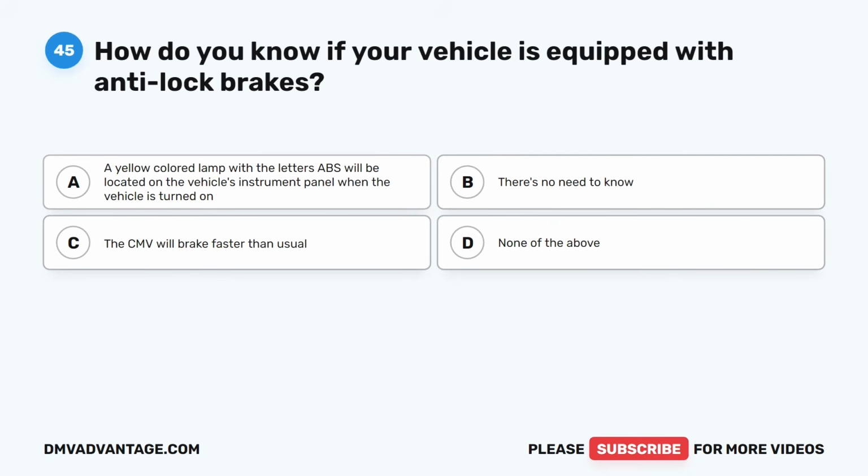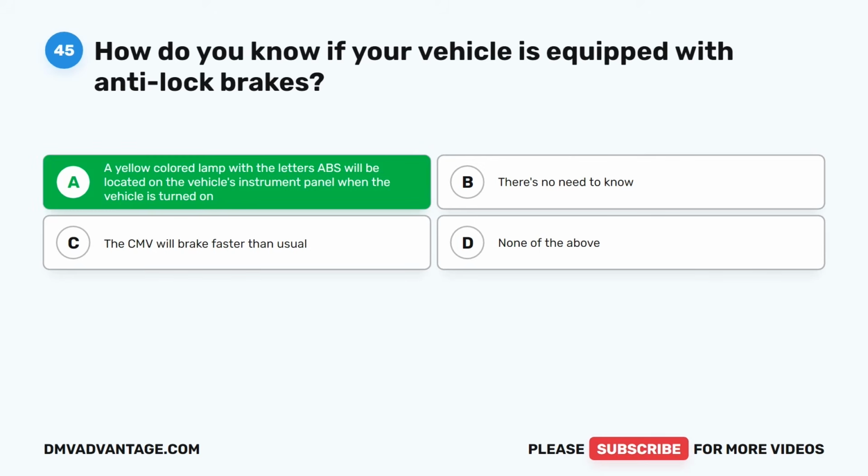Question 45. How do you know if your vehicle is equipped with anti-lock brakes? A. A yellow-colored lamp with the letters ABS will be located on the vehicle's instrument panel when the vehicle is turned on. B. There's no need to know. C. The CMV will brake faster than usual. D. None of the above. The correct answer is A.